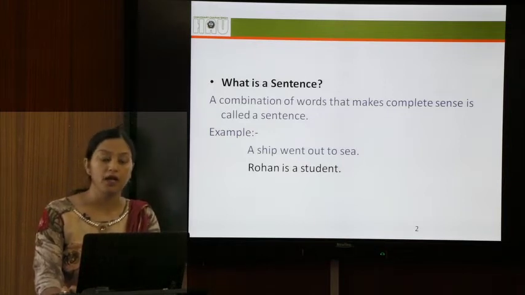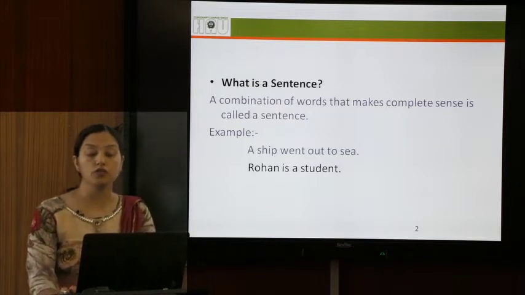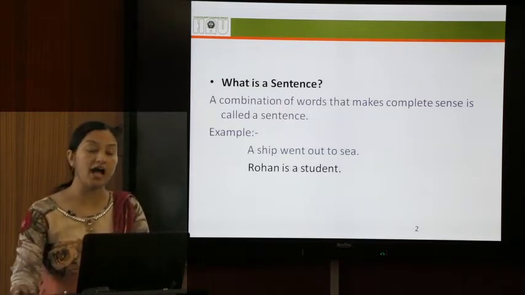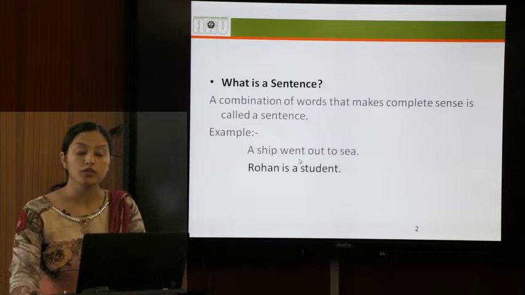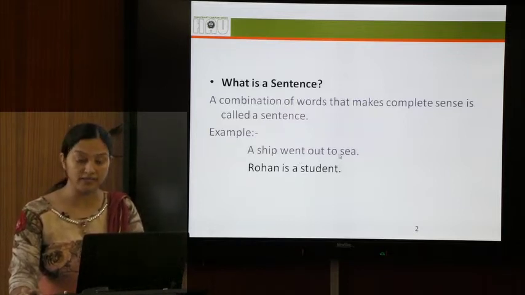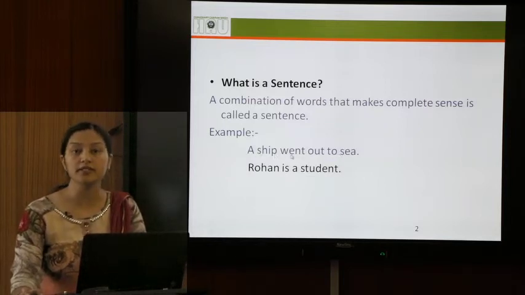For example, a ship went out to sea. Rohan is a student. Now, of course, both of these sentences are correct. In the first example, we are using went, that is the second form of go. So, it is very clear that this is a sentence which belongs to past tense, and since our subject is singular, we are using a singular verb.